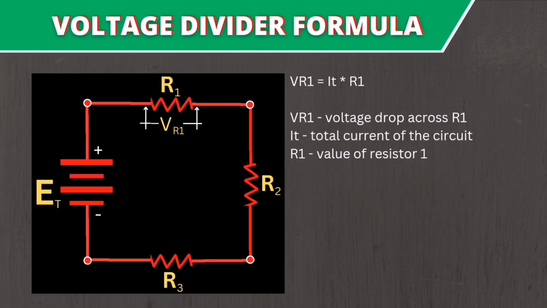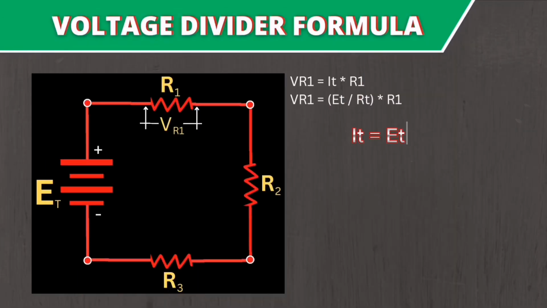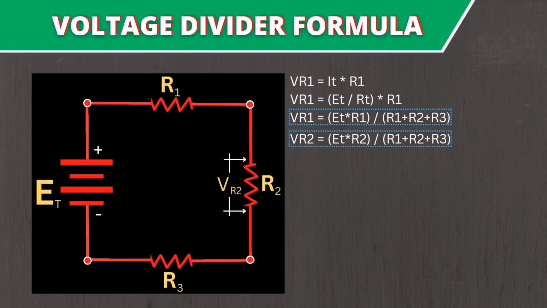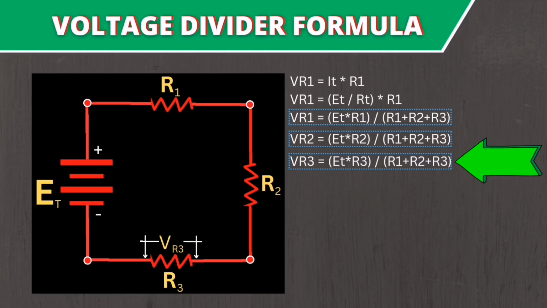Then I sub t is equal to E sub t divided by R sub t. Using that, VR1 is equal to E sub t divided by R sub t times R1. VR1 is equal to E sub t times R1 all over R1 plus R2 plus R3, which is the R total. So it follows, VR2 is equal to E sub t times R2 all over R1 plus R2 plus R3. Then, VR3 is equal to E sub t times R3 all over R1 plus R2 plus R3.